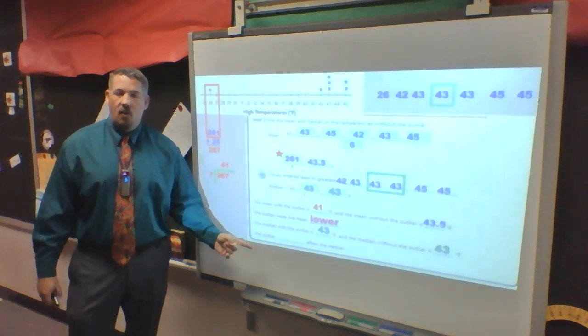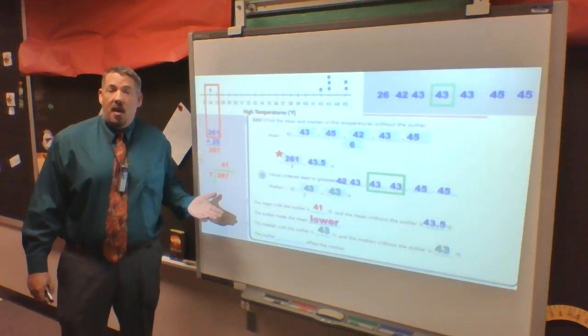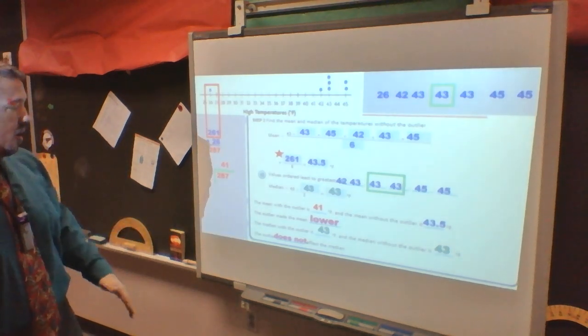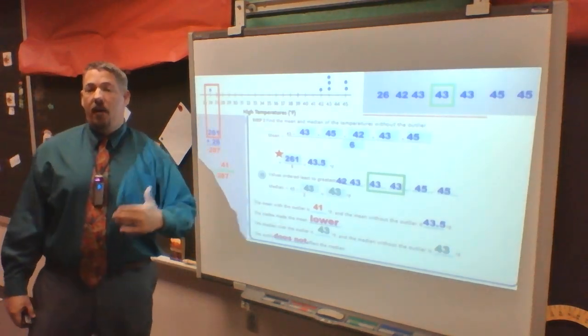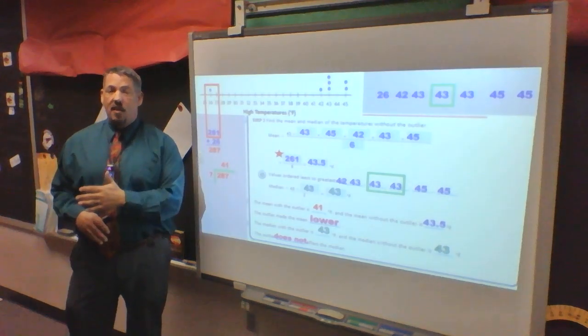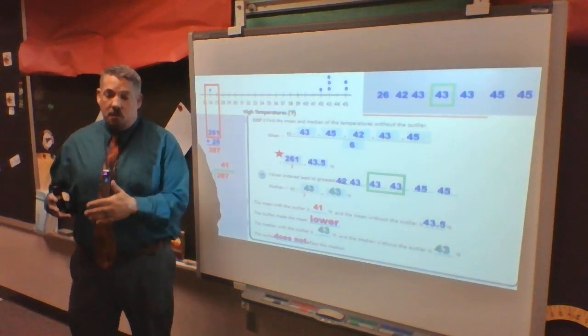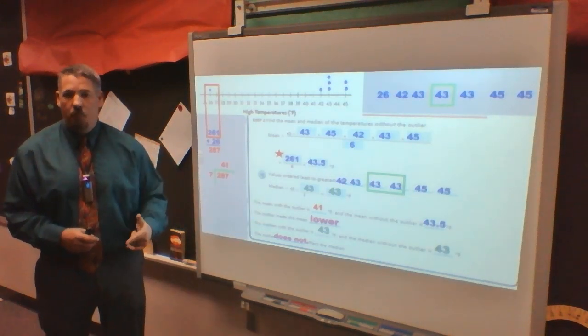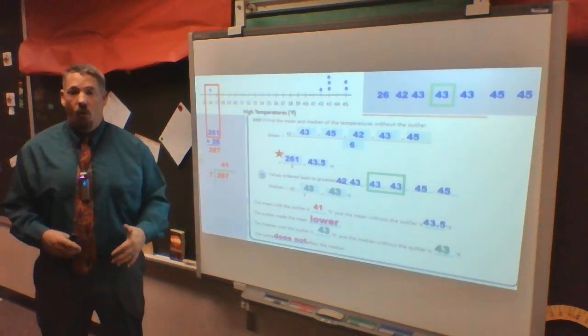So what was the effect of the outlier on the median? It wasn't an effect at all, was there? It just stays the same. So it does not affect the median. So it goes back to the idea of the mode. If there's not a mode, we just put no mode. If there's not an effect on one of these, then we're just going to put it does not affect it, or no effect.